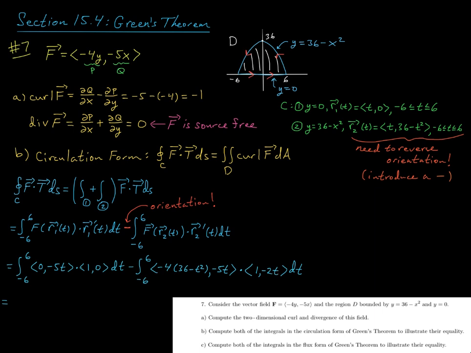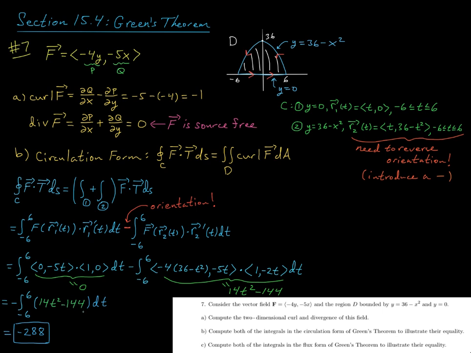Okay, so the benefit here is that this dot product is 0, and this dot product is a little bit messy, but it's not too bad, so go ahead and bring that up. So you get 0 there. This turns out to be 14t squared minus 144. So it all boils down to integrating this quantity 14t squared minus 144 from -6 to 6 with that negative out in front again from the orientation reversal. It all boils down to a value of minus 288.